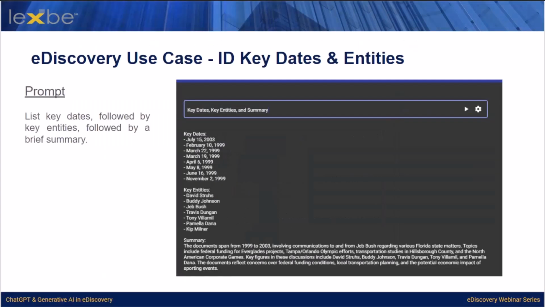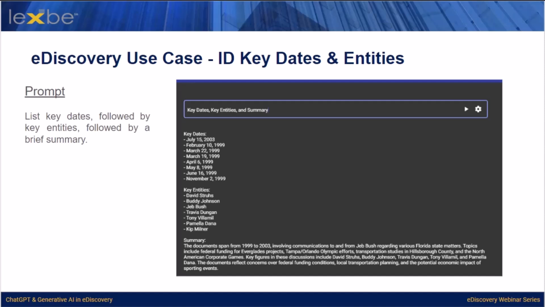The next use case we're going to look at for generative AI and eDiscovery is going to be IDing key dates and entities. And really, this kind of gets into some early case assessment work or tools. And with generative AI and how broad its functionality is, it's really a fully customizable analytics tool. Again, this particular example is for key dates and entities, but you can really make it anything that you need.